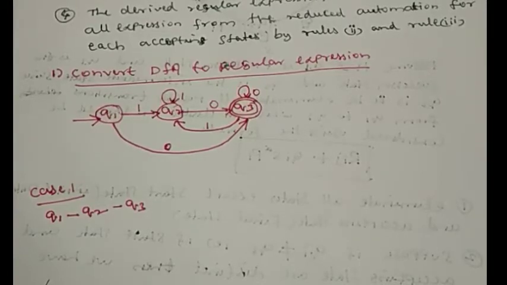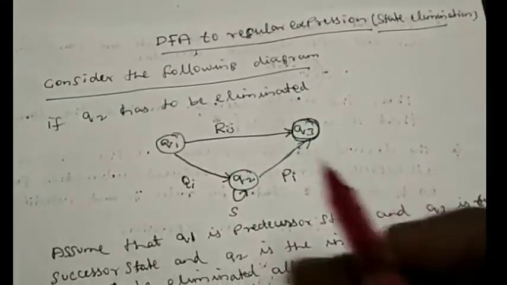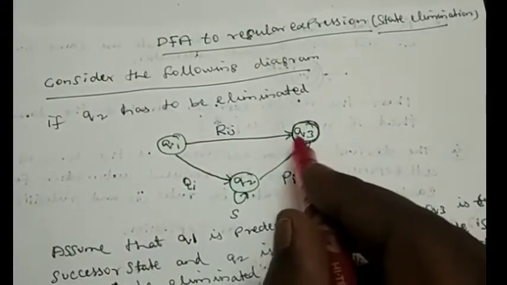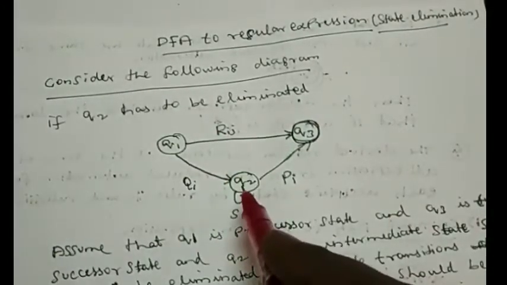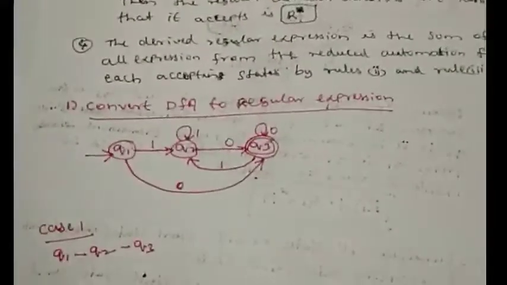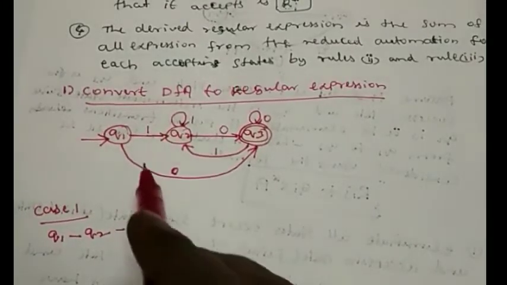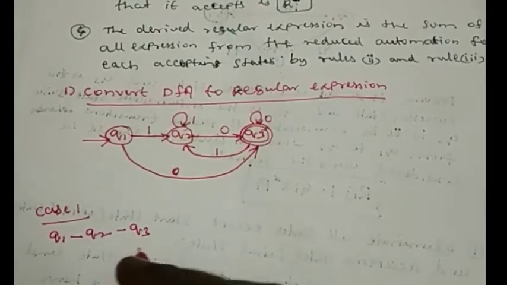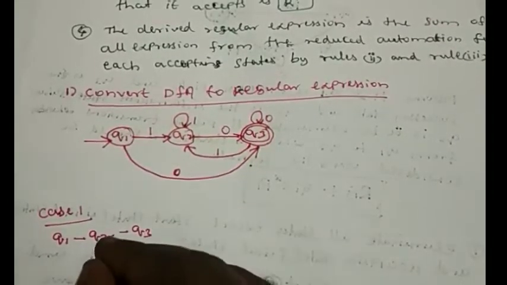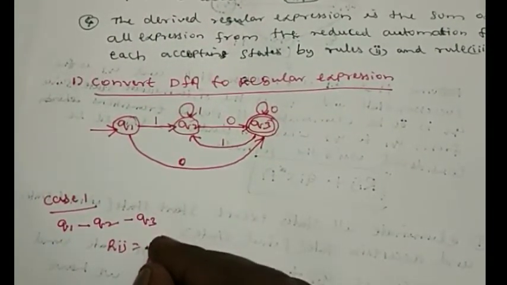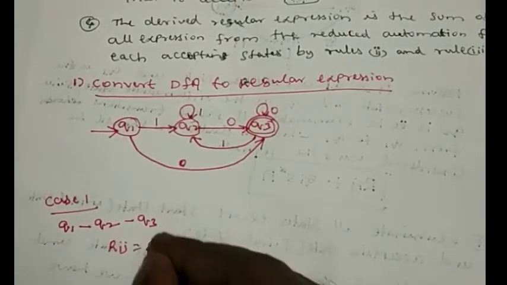Now when you go to the theorem, what is Rij here? Rij is if you have a direct edge from the predecessor state to the successor state, that is called Rij. So now we will consider what is meant by Rij here. Rij, if you have any edge from Q1 to Q3. In this diagram, there is not any direct edge from Q1 to Q3, and the Rij value is actually 0.